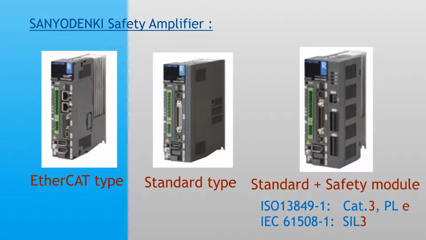SANYODENKI provides servo amplifier with safety module. The module is category 3, PLe, and SIL3. Also, some models without safety module provide one STO safety function, so please purchase the amplifier with safety module when you need more safety functions than just STO.